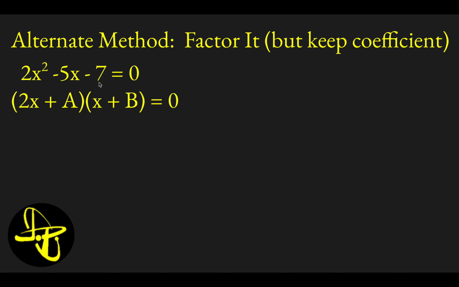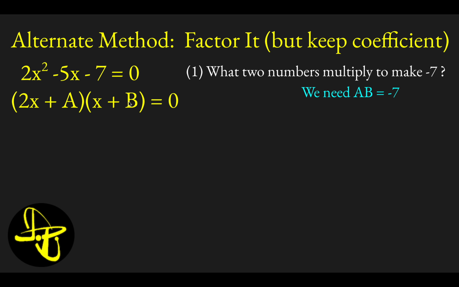And then we can follow the process that we did before, where for the constant term of -7, you need two numbers that would multiply together to give you -7. Which two numbers would multiply together to give you that? So what we need here is a times b would be -7.